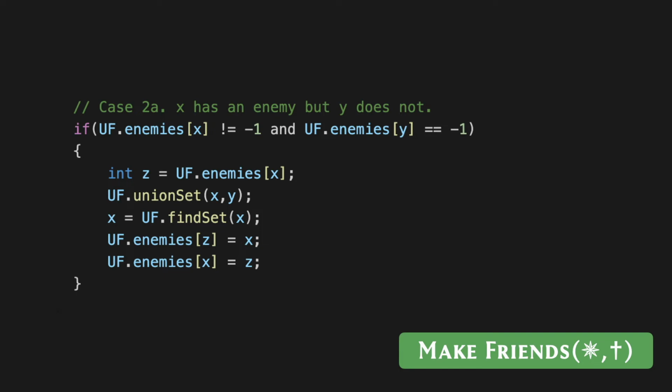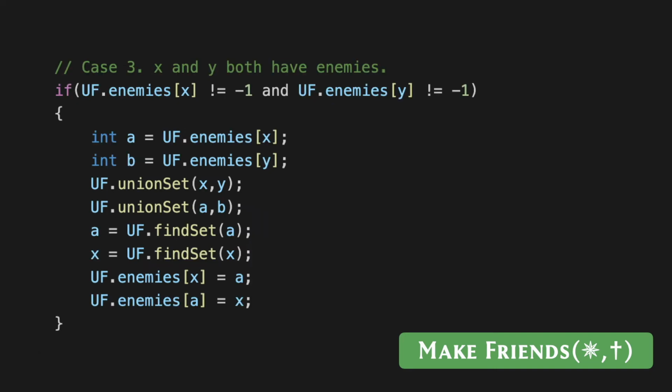Now I'm going to skip case 2b, which is the exact symmetric situation where Y has an enemy but X doesn't. It's essentially the same logic, but with, of course, the variables appropriately swapped. The final case was when X and Y both have enemies. Remember that in this case we said that the sets that contain these two enemies can also be merged because these two enemies can now be inferred to be friends between them.